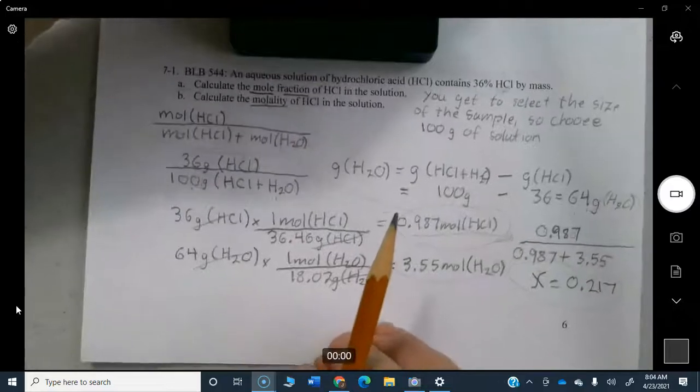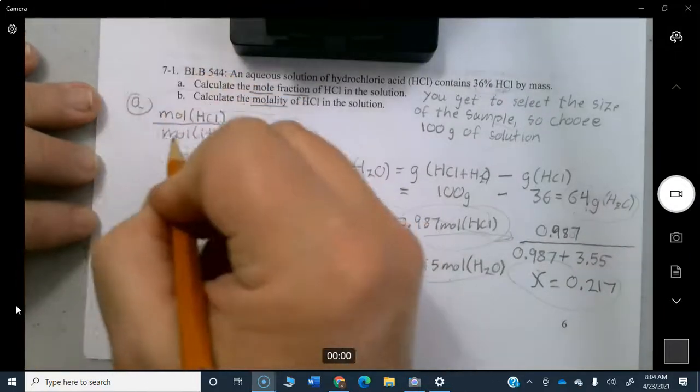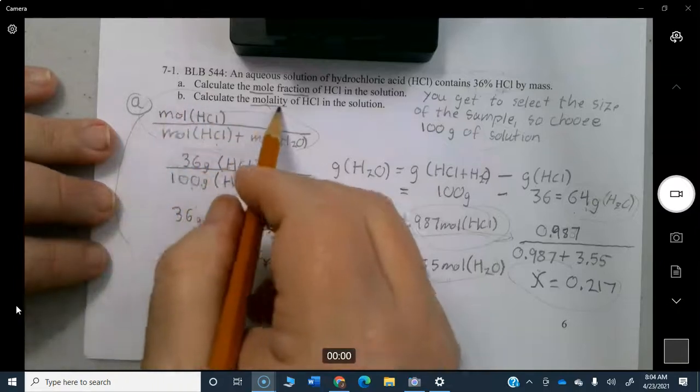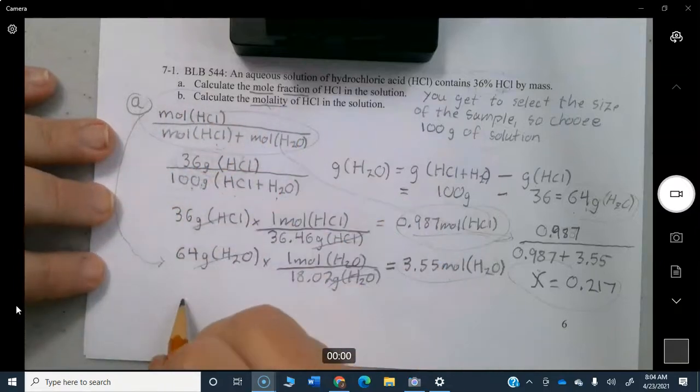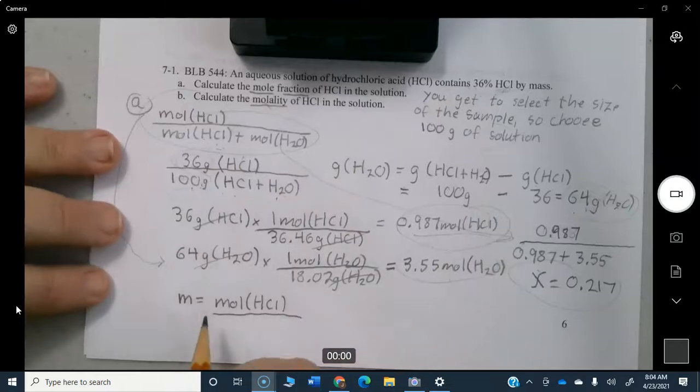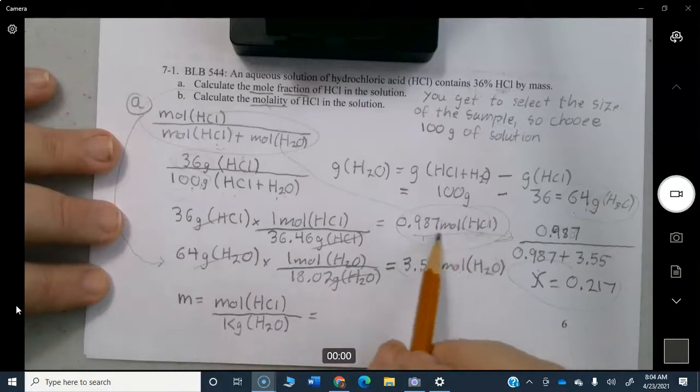Okay, now the second thing it asks you, this was A. This whole thing was A, all the way down to here. The second thing, B, is molarity. So what is molarity? It's small m, first of all, and it's moles of HCl over kilograms of H2O. So we got moles of HCl right there. We already know that.